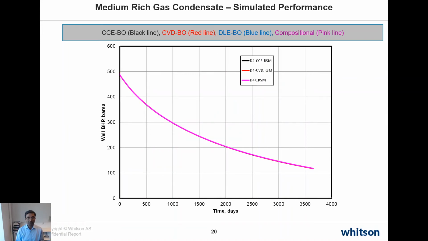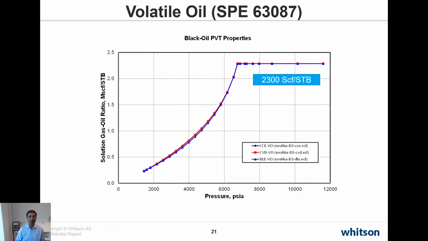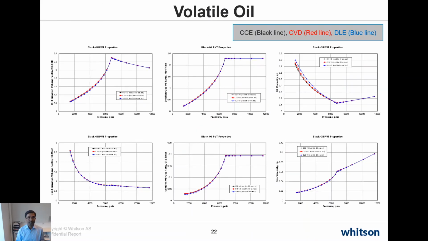This is the well bottom hole pressure. Now going through the volatile oil. We have taken a volatile oil, and the initial solution gas oil ratio for this oil is 2300 standard cubic feet per stock tank barrel. And the black oil PVT tables for CCE, CVD and DLE are quite close. This is the black oil PVT table for both oil and gas, and here we see that we get similar black oil tables for CCE, CVD and DLE.